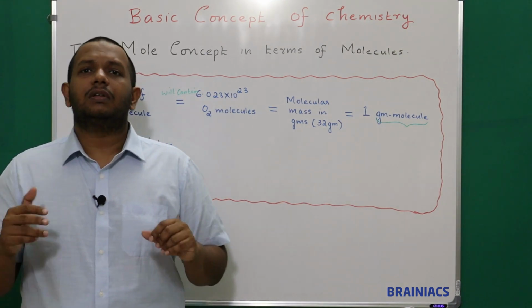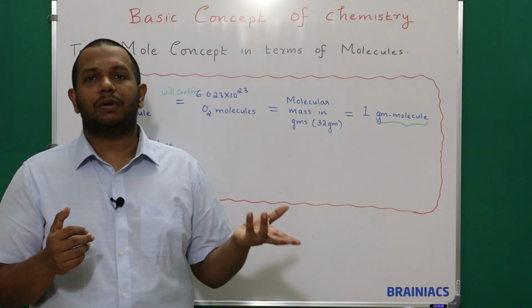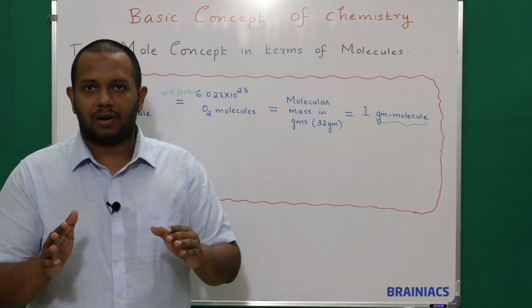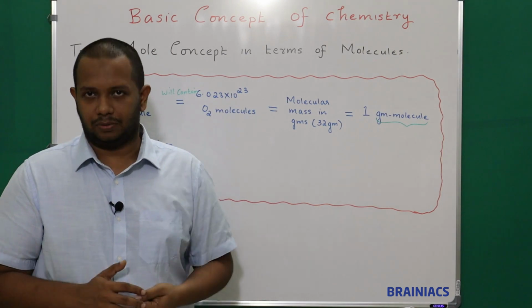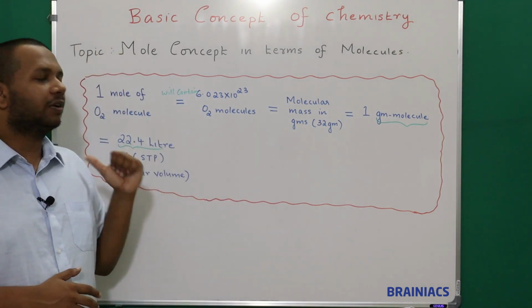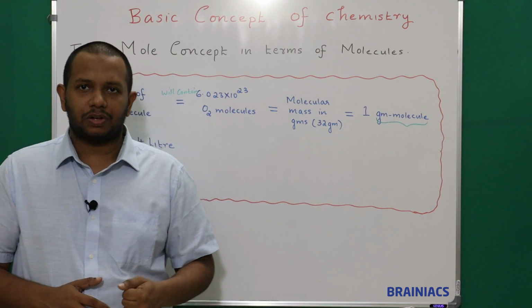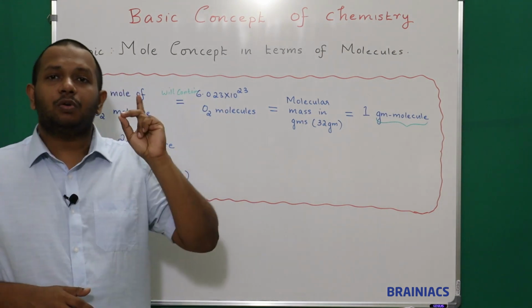Then the question will come: sir, what values of temperature and pressure should we fix? That is why they have come up with standard values of temperature and pressure. Temperature I told is 273.15 Kelvin and pressure I told is 1 atmosphere.